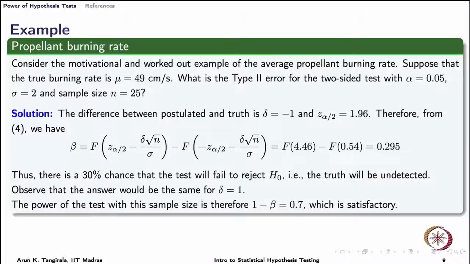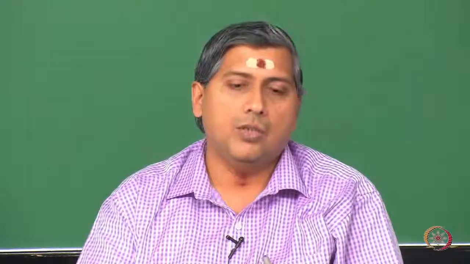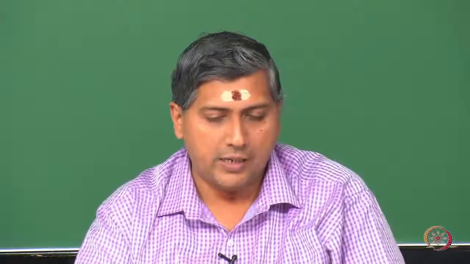Now, let us ask the question, with the same sample size and the same data that we had, what is the power, what is the probability of rejecting H naught when the true average burning rate is 49 centimeters per second? We never asked this question earlier. There we were only testing if the postulated value for the average burning rate should hold or should be rejected, with the data as evidence. But now we are asking, if the truth is 49 centimeters per second, can my data detect it, rather, can my test statistic detect it?